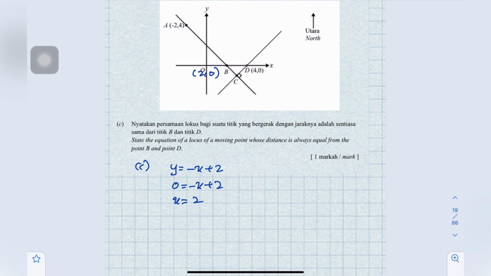Okay, so locus yang always equal from point B and point D. So ni lah, this straight line. Okay, kat tengah-tengah. So 2 dengan 4 tengah-tengah dia 3. So equation of locus. So the locus is x equals 3.